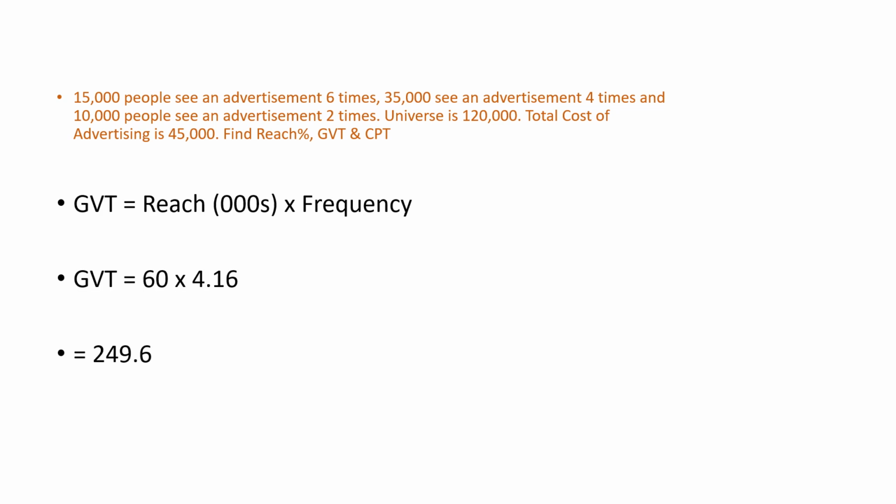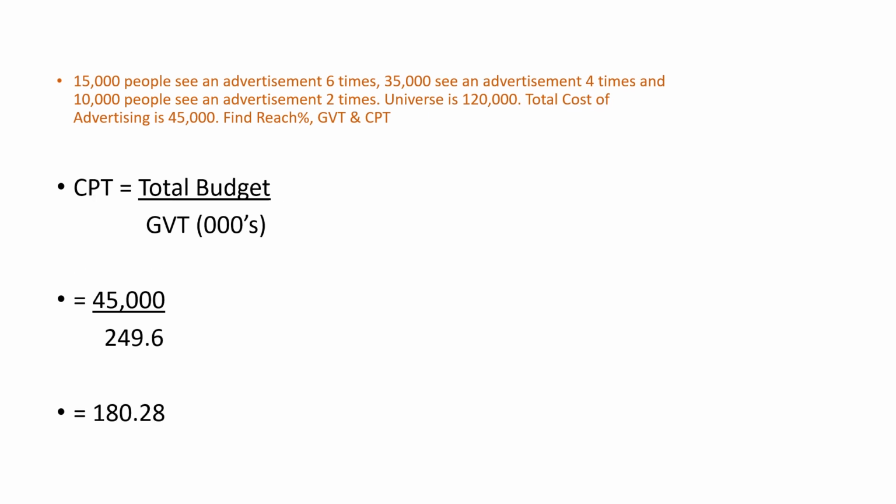The next step is to find out the GVT formula. GVT equals reach thousands into frequency. We just found our reach thousands, which was 60, and our calculation for frequency, which gave us 4.16. Multiplying the two, we get 249.6. So our GVT is 249.6. We then look for the CPT, or cost per thousand, which equals total budget upon GVT.